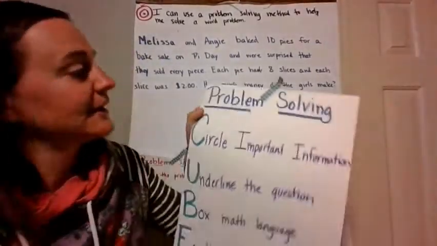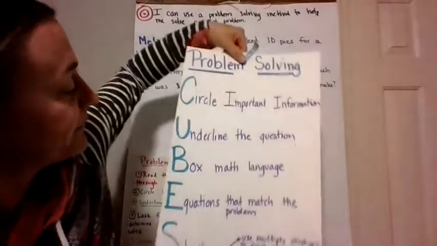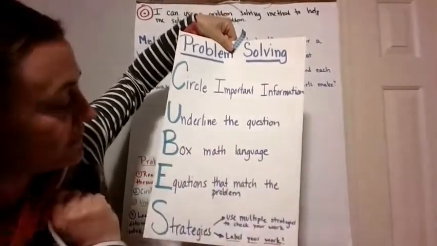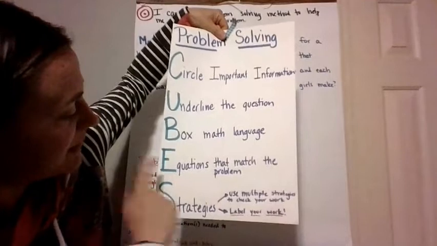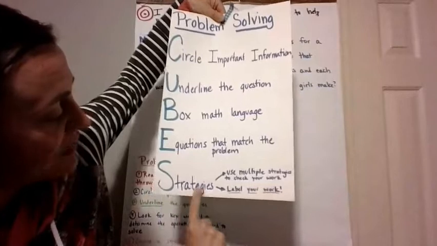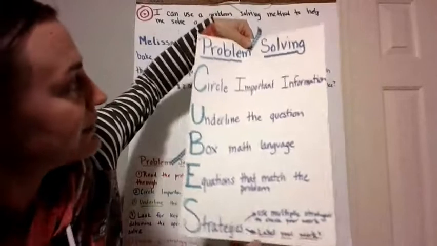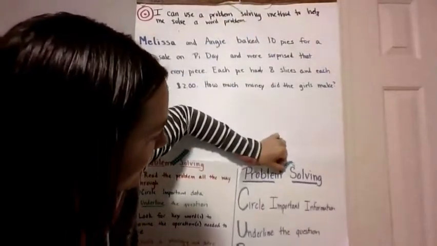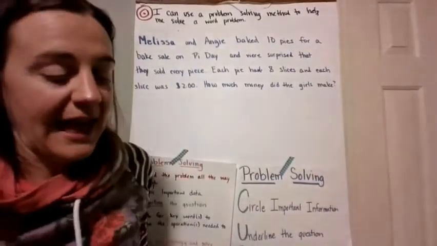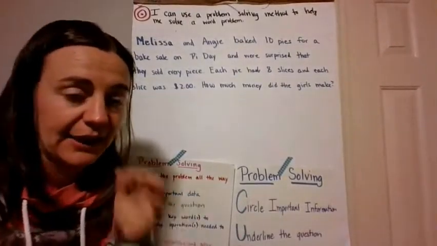Another problem-solving method is the CUBES method. So it stands for circle important information, underline the question, box math language, equations that match the problem. So write your equations that match the problem. And then strategies, use multiple strategies to check your work and label your work. Labels are very important in everything we do. So I will take a picture of both of those and add it to the work today. That way you can review them just like you would in the classroom as like an anchor chart.